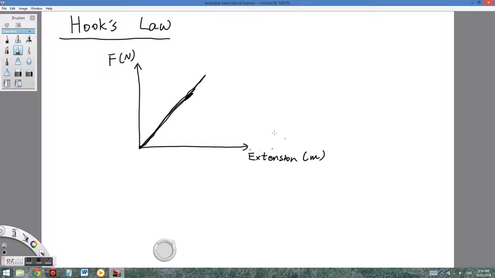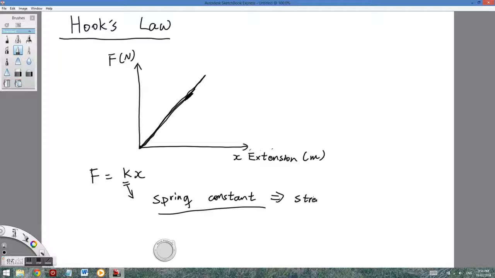The extension is in meters. Now the gradient. If I put this equation in math form, it will be force equals kx, where x is the extension. The gradient k is called the spring constant. It's a property that, to make it simple, indicates the strength of the spring. The higher the spring constant, the harder it is to extend.